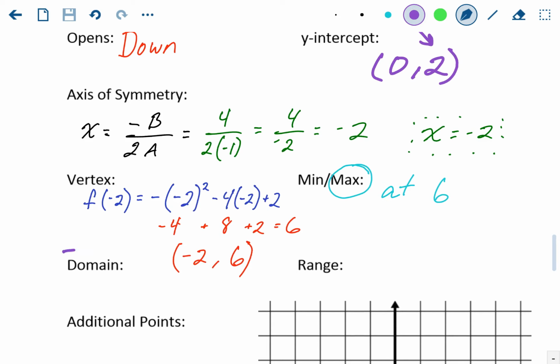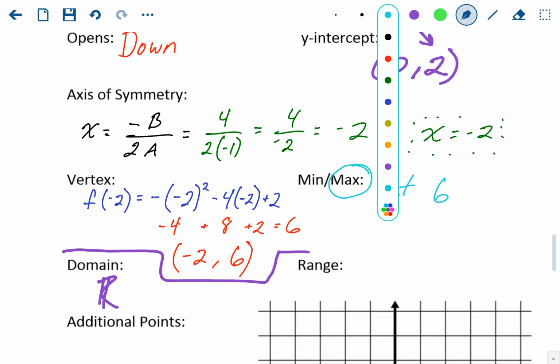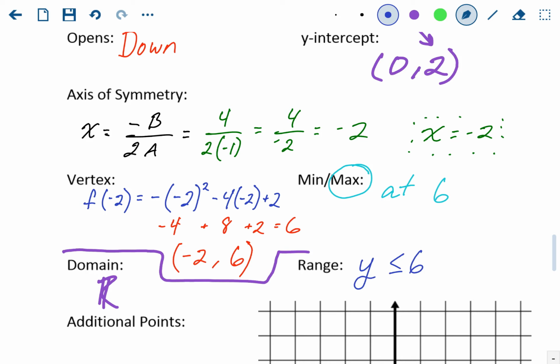All right. Domain and range. I want to make sure you don't think this is an interval for the domain. Domain's always all real numbers, unless there's some constraint given to you. Any quadratic is going to be all real numbers for domain. Range: since we have a maximum, the highest value is going to be 6, which means every y value is going to be less than 6. Well, how do we write that? You simply write y is less than or equal to 6.